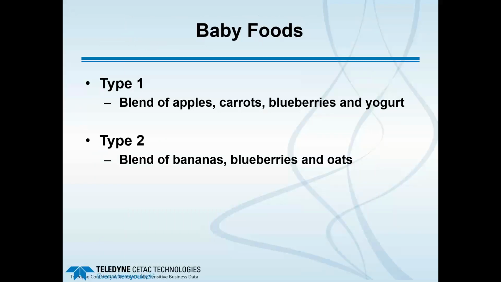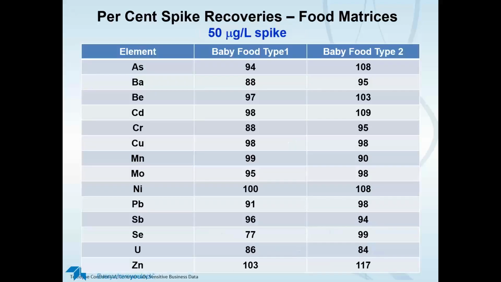So then moving on to a more complex matrix, the baby foods. These were wet foods from a pouch. There were 2 types of baby foods that were looked at in the study: type 1, a blend of apples, carrots, blueberries, and yogurt, and type 2, a blend of bananas, blueberries, and oats. And here you see for the 50 microgram per liter spike for the two types of baby foods, the results are really quite good. Only one in particular, the selenium in baby food type 1, was low, and that perhaps is a matrix effect.